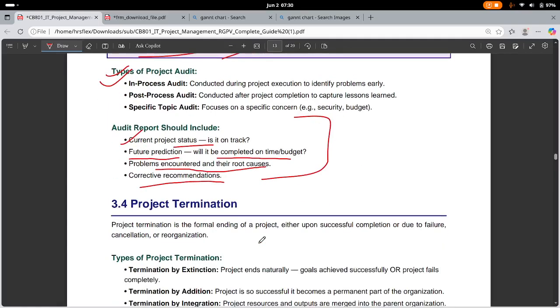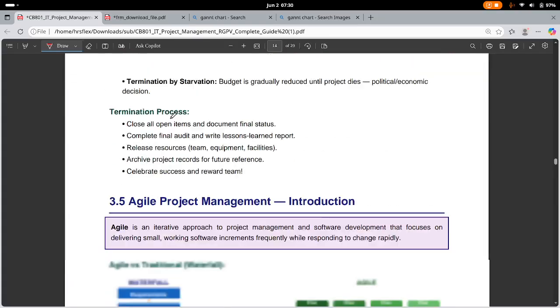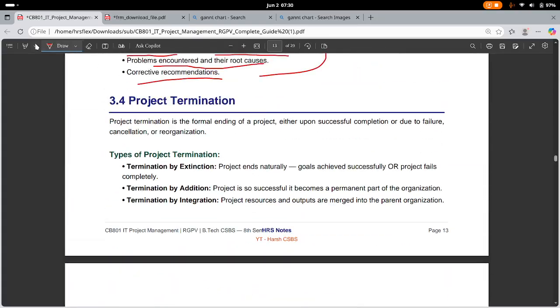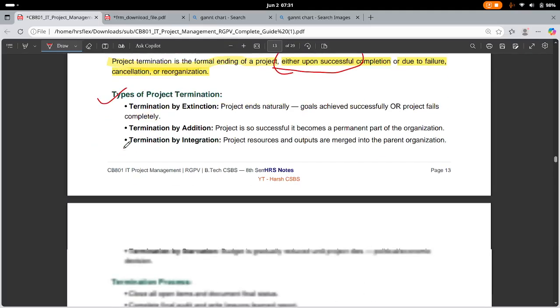Now what is project termination? As the name suggests, it is termination. Project termination is a formal way of ending a project, either by successful completion or due to failure, cancellation and reorganization. Either way, if the project is ending, it is called project termination. There are mainly four types of project termination: termination by extension, addition, integration and starvation.